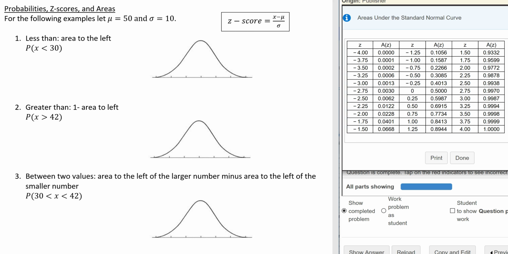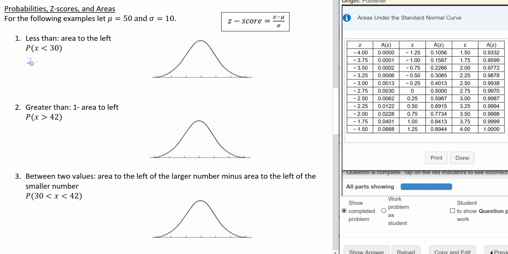As a reminder, a z-score is found with the formula x minus mu, or the mean, divided by sigma, the standard deviation. Let's begin with number 1. We're going to focus on a less than problem, and we're looking at the area to the left because it's less than. So we want to know the probability of having a data value less than 30 when our data values in our population have a mean of 50 and a standard deviation of 10.